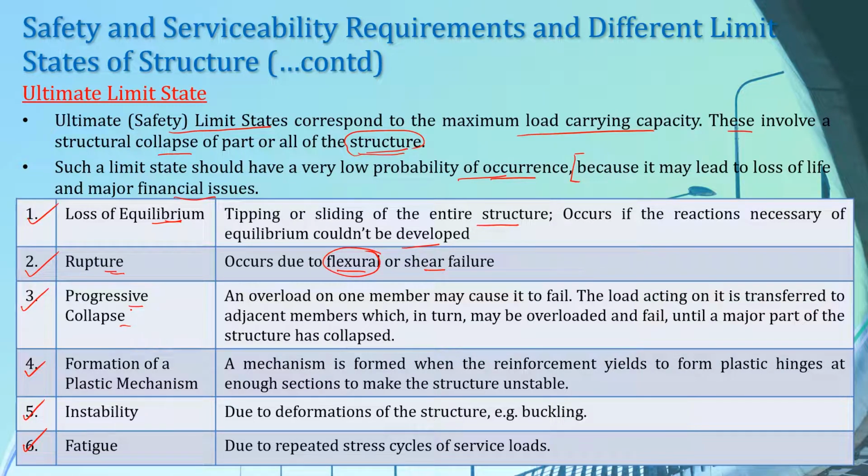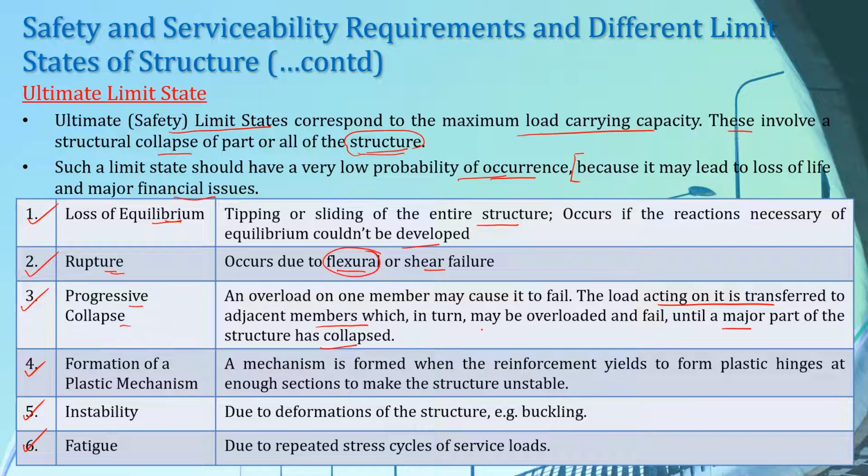Progressive collapse may occur when an overload on one member causes it to fail. The load acting on it is transferred to the adjacent member, which in turn may be overloaded and fail, until a major part of the structure has collapsed.